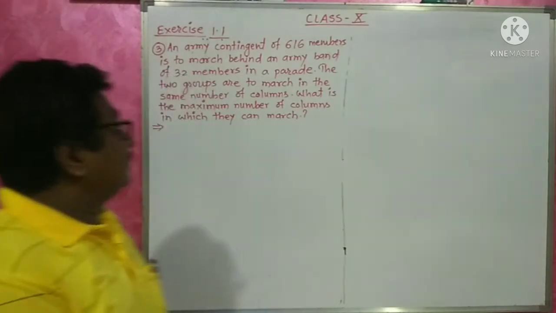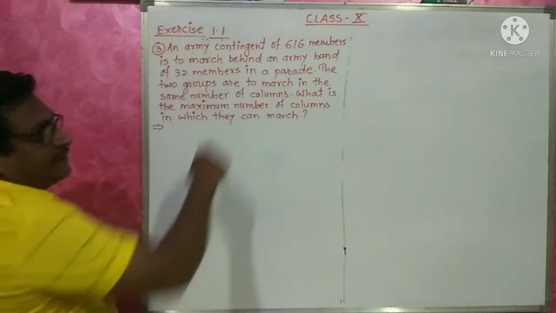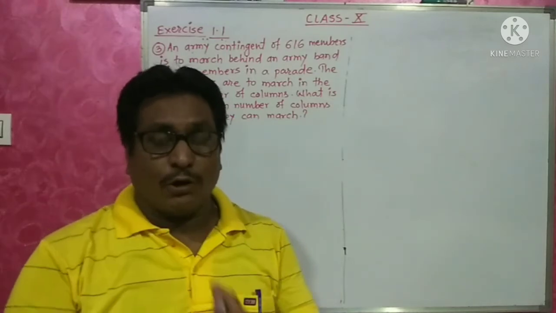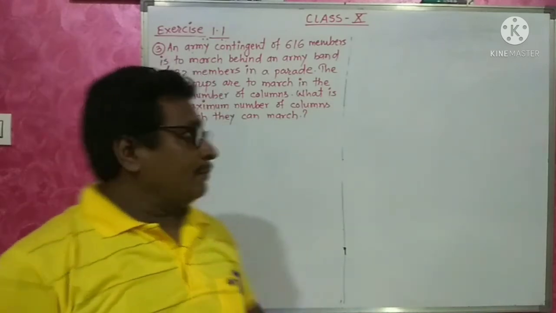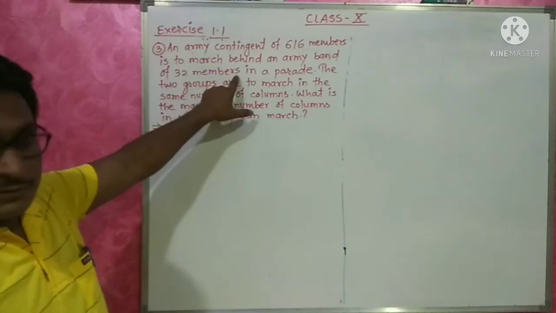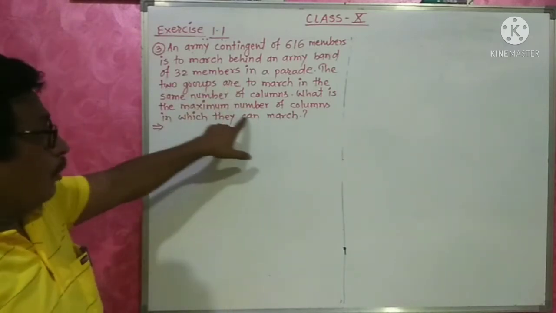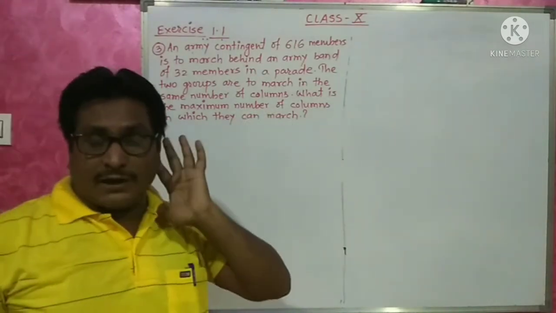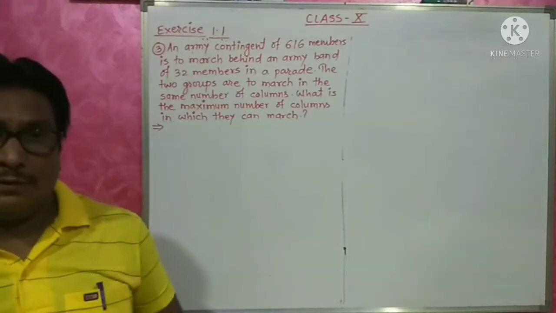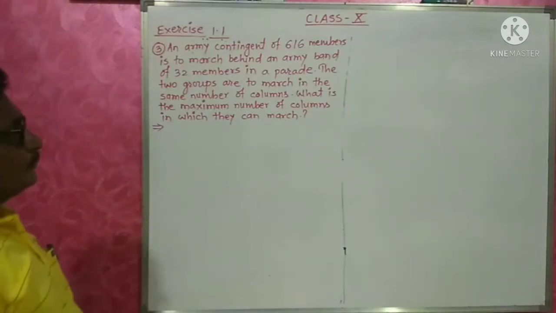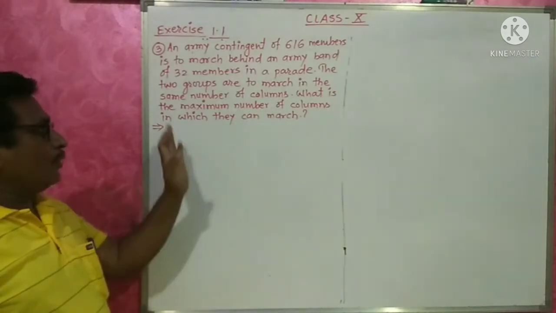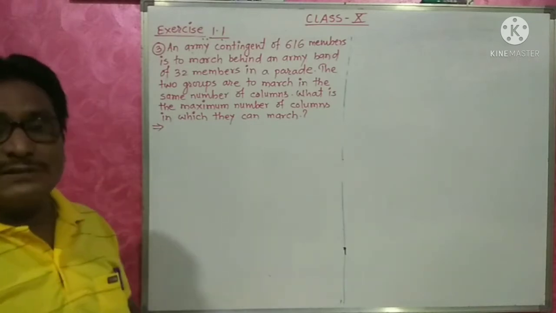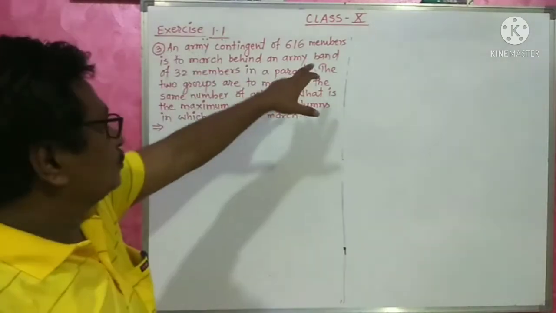Means how many total members are there? 616 members. So in each row, or one column, how many members should be there? 32 members. So what is the maximum number of columns in which they can march? Means how many rows can we make? For that purpose, to find the maximum number of columns in which they can march, we can find the HCF of these two numbers.